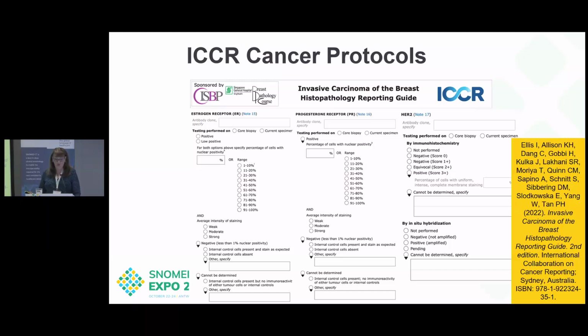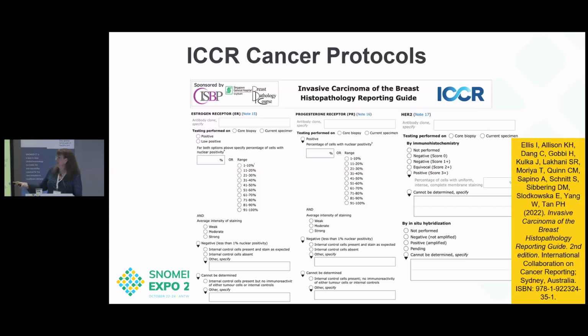Here's another example for invasive carcinoma of breast, which includes two immunohistochemistry tests, one that looks at the estrogen receptor, and the other looks at the progesterone receptor, and then a third test result that includes both immunohistochemistry for the HER2 status and the second test, which is by in situ hybridization, which is a type of molecular test.